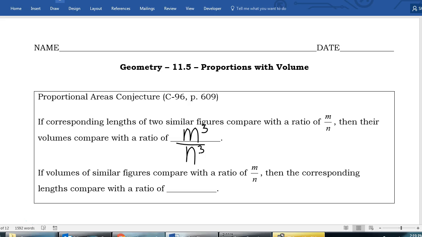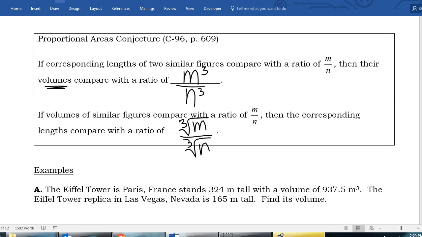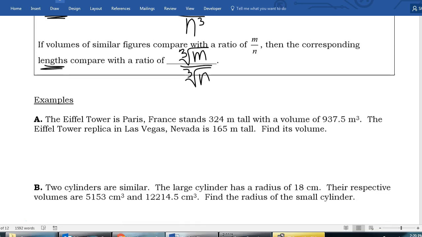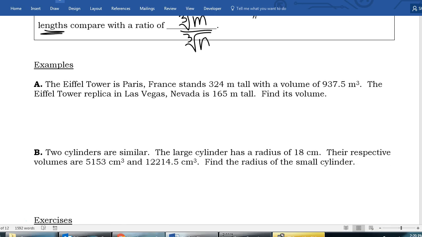And then if we wanted to reverse that, it'd be kind of the same thing. To uncube, we use cube roots. And that's a button that you might not be familiar with on your calculator, so we'll go over that when we need to use it. So when we're trying to find a volume given a length, we need to cube our ratio. And then to work backwards, if we're trying to find a length given a volume, we need to cube root our ratio. Our first example talks about the Eiffel Towers.